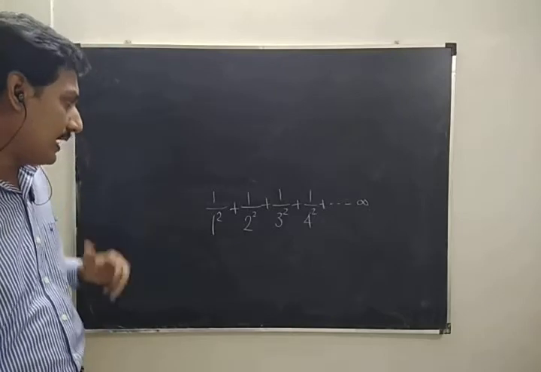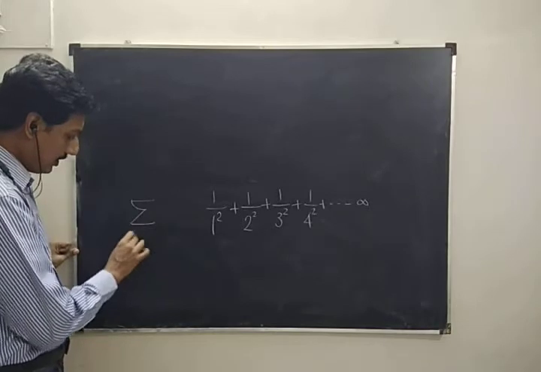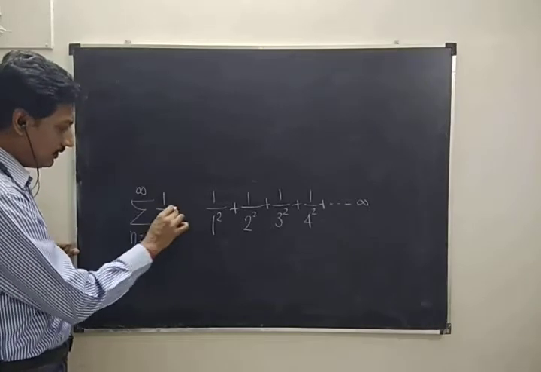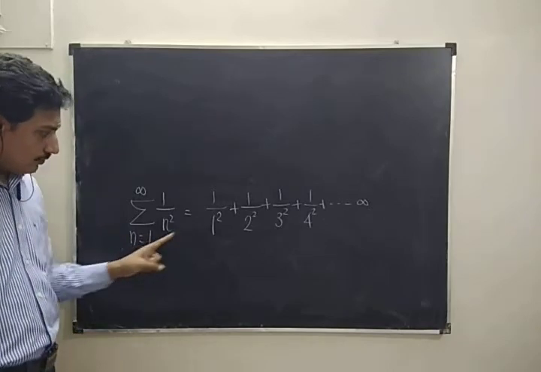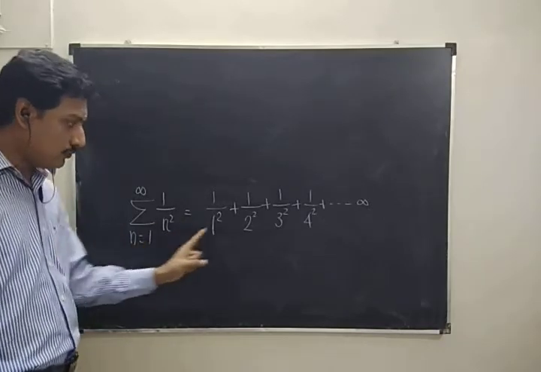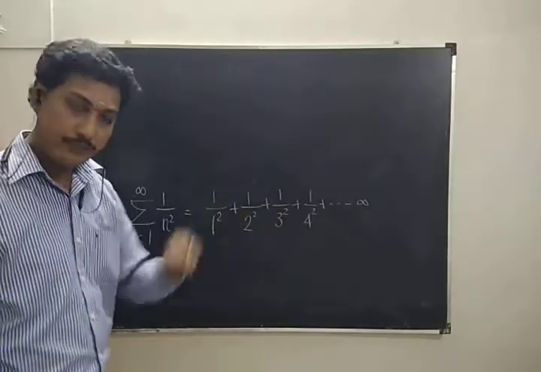Even this series can be written in a simple form. It's nothing but summation n equal to 1 to infinity 1 by n squared. By putting n equal to 1, we get 1 by 1 squared. Putting n equal to 2, we get 1 by 2 squared. By putting n equal to 3, 1 by 3 squared, 1 by 4 squared, like that.